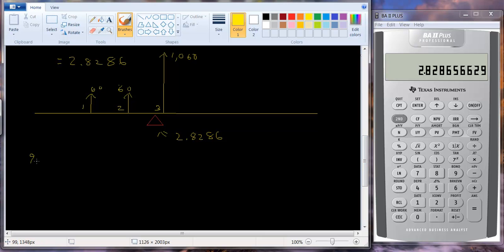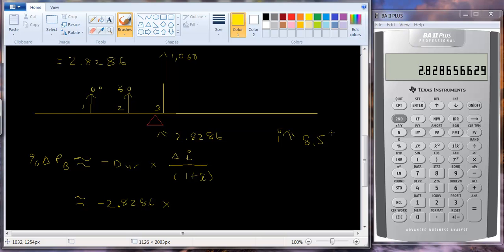All right, so the last thing to ask ourselves, what do we do with this? Well, we're interested in the percentage change in the price of the bond. And that's going to be approximately equal to minus the duration times the change in the interest rate divided by 1 plus the interest rate. So let's plug in our numbers here. We have minus 2.8286 times, and let's say interest rates go up by 0.5%. Okay, so the interest rate goes up to 8.5%. So our change is going to be 0.005, that's 0.5%, divided by 1.08.